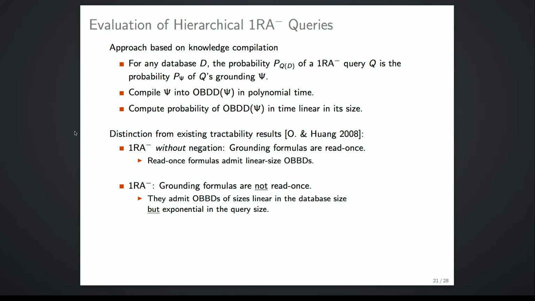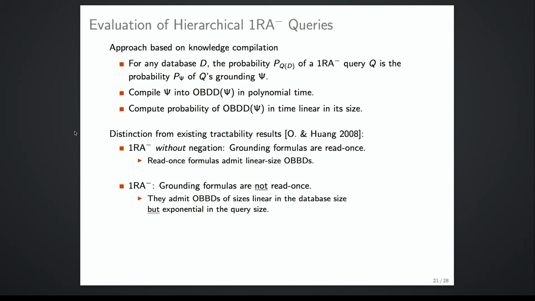So what are the differences from existing tractability results? If we now look at non-repeating conjunctive queries, for instance, where we take away the negation, we showed previously that the grounding formulas are read-once. What does it mean? It means that, in a lifted way, we can follow the structure of the join query and produce a factorized representation of this grounding formula, which is read-once.